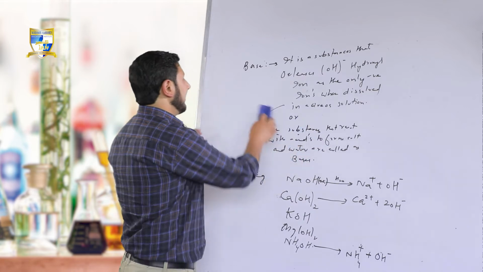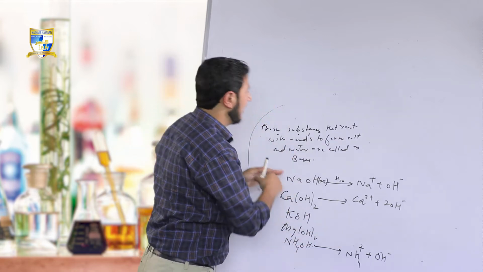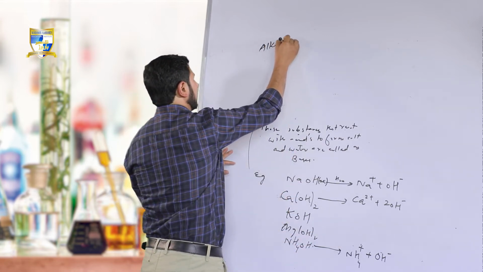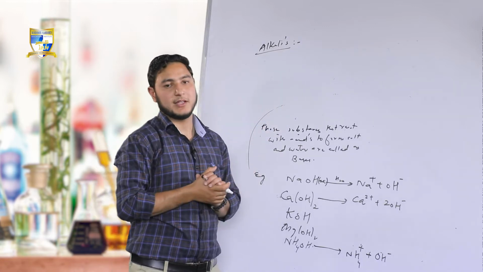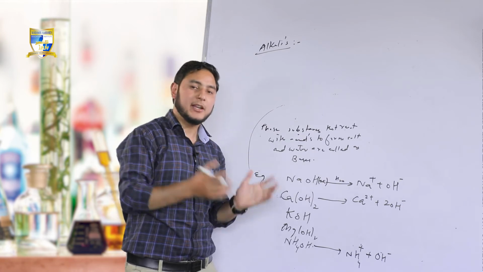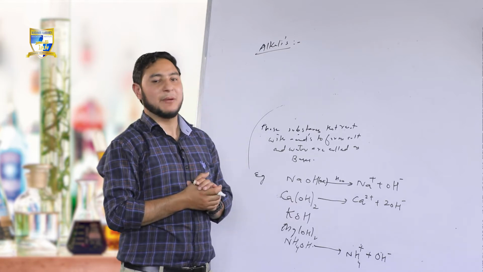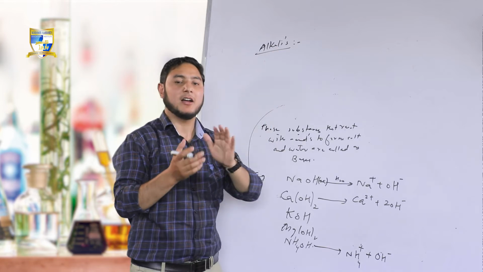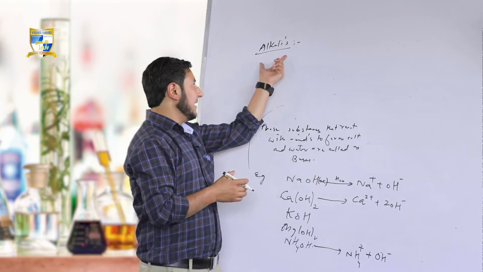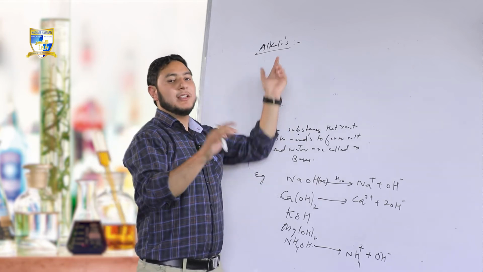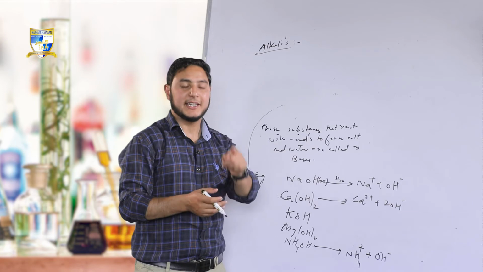Now talking about alkalis. Alkalis are bases that are soluble in water and release OH negative as the only negative ions. I am repeating, alkalis are water soluble bases, those bases that dissolve in water. But alkalis are bases. All alkalis are bases, but all bases are not alkalis. That means all bases do not dissolve in water and do not release OH negative as the only ions.